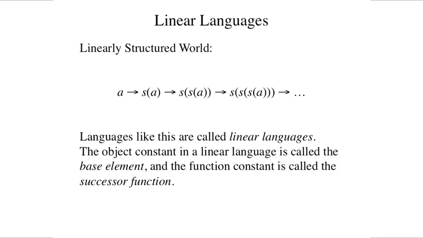In this section, we concentrate on languages that have linear structure of this sort. Hereafter, we call these linear languages. In all such languages, there's a single object constant and a single unary function constant. In talking about a linear language, we call the object constant the base element of the language, and we call the unary function constant the successor function.